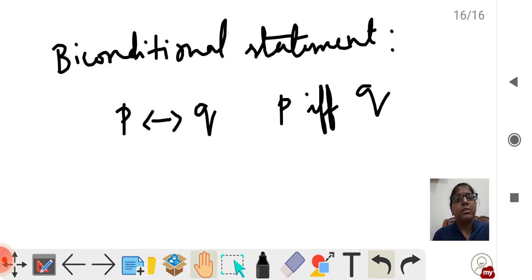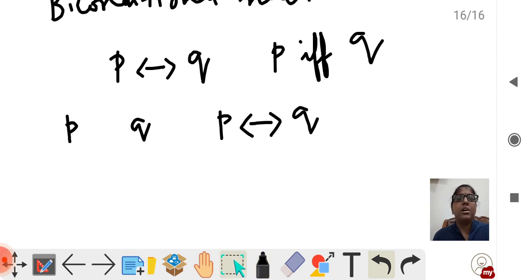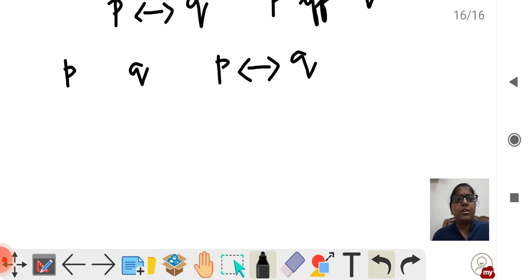Okay. So how will you draw the truth table for a biconditional statement? You will have P, Q, and you have to find P if and only if Q. So what are the four combinations? Both can be 0, 0 1, 1 0, and 1 1. Those are the four combinations, right?